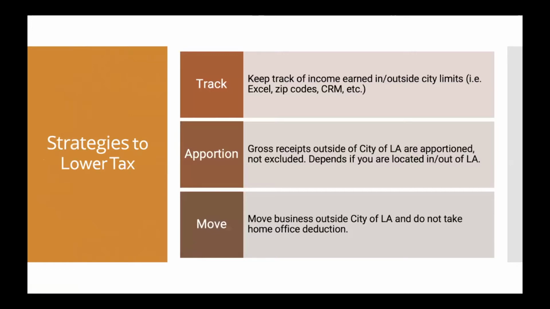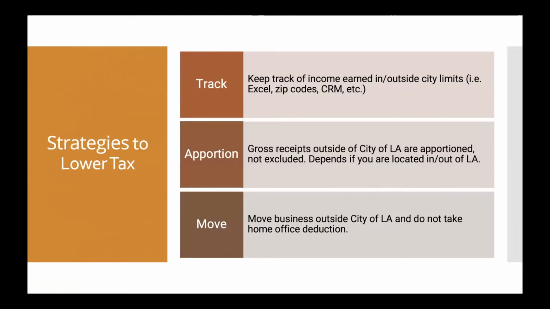Okay, so what are some strategies to lower the tax? Now, if you conduct business both in and outside the city of LA, those gross receipts are not excluded, but they are apportioned. So what I mean by that is, let's say that you live in Santa Monica, but you do business in the city of LA, or you live in the city of LA, but you do some business in the city of Santa Monica. That income that's outside of city of LA is not excluded, it's apportioned.